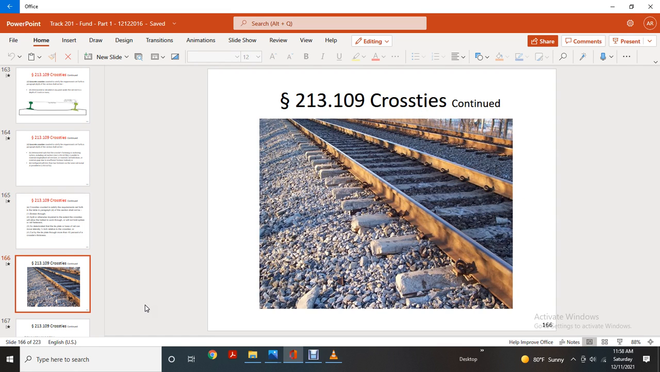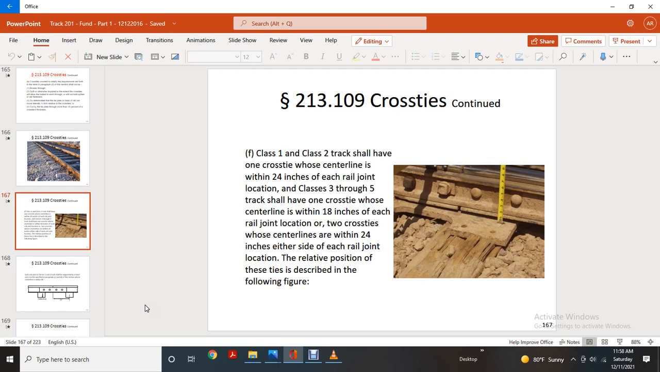Cross ties continued. Class 1 and 2 track should have one cross tie center line within 24 inches of each rail joint location. Class 3 to 5 track should have one cross tie center line within 18 inches of the rail joint location. Two cross tie center lines within 24 inches on either side of each railroad joint location, relative to the position of each side described in the following paragraph.